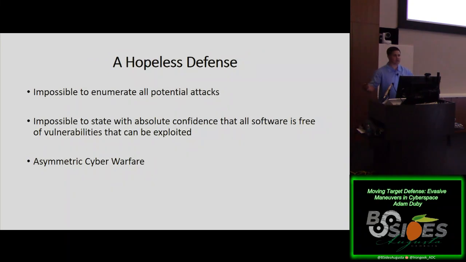Therefore, we have what appears to be some sort of hopeless defense for the blue team. Because of the principle of adequate protection, I cannot defend against everything. Furthermore, it's impossible to enumerate all potential attacks, and I can't say with any sense of confidence that all the software on my system is free of vulnerabilities that can be exploited. Again, the attacks are relatively cheap because they're scalable, whereas our defenses are not scalable. And this gives rise to what's asymmetric cyber warfare.